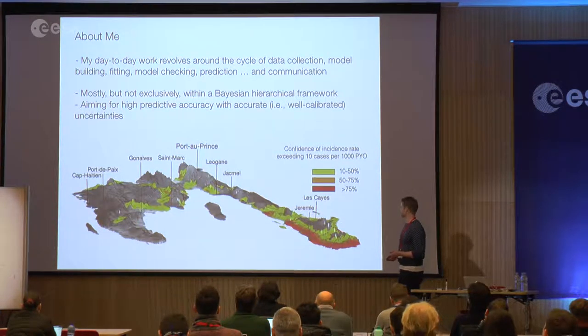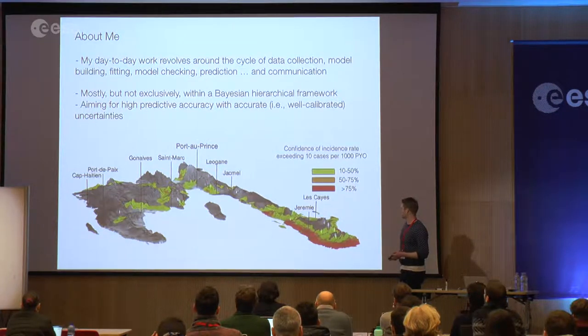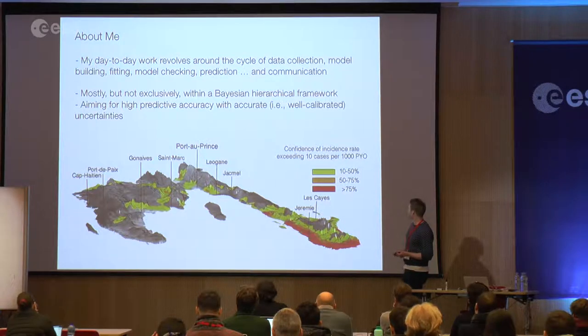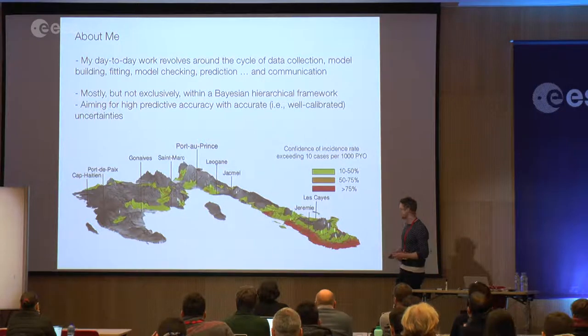This picture here is just a pretty visualization of one of the maps that we made for Haiti, or for this Malaria Zero consortium, which aims to eradicate malaria from Haiti. And it's a three-dimensional view showing from our posterior predictive model what our confidence is for given regions as to the question whether malaria cases there would exceed a rate of 10 cases per 1,000 people per year of observation. So this is a map-based summary of our posterior.